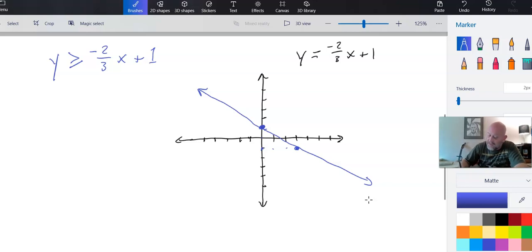Now, it turns out that either all of the solutions are on this side of the line or all of the solutions are on this side of the line. It's one or the other. We don't know which one, so we have to find out. What we do is find a point that is clearly on one side of the line. Either side, it doesn't matter which. You just want to pick one. We need a test point.